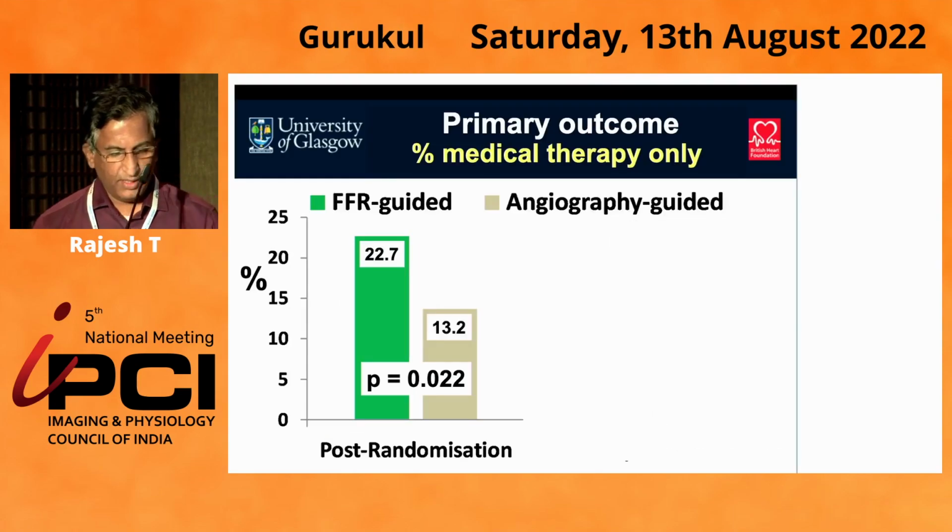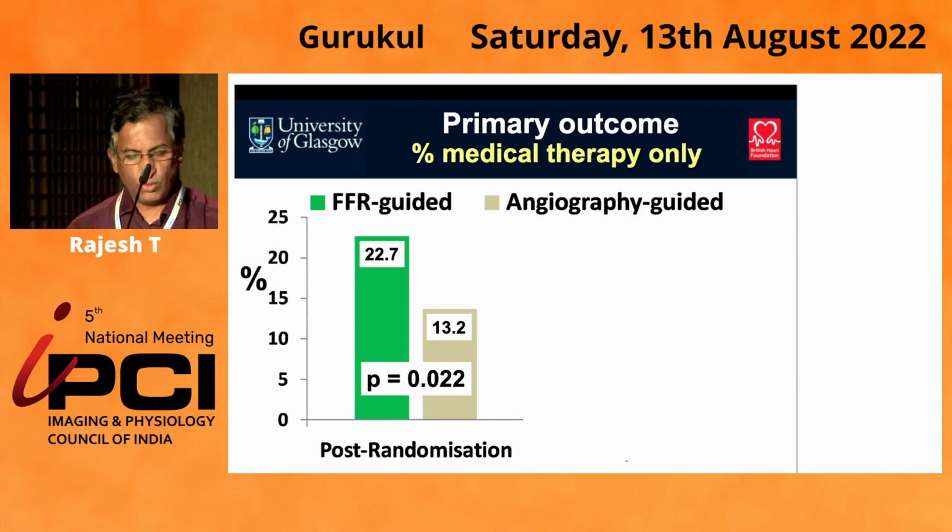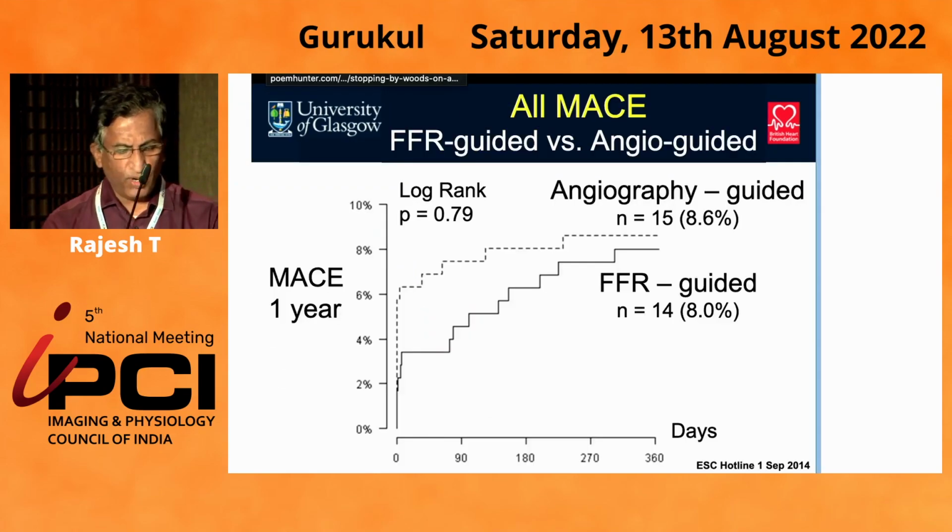And what did they find? The primary outcome was what percentage of patients went on medical therapy after FFR guidance. And they found that after FFR guidance, 22% went on to have medical therapy compared to 13% in the angiographic guided arm. The secondary endpoint was MACE at 1 year, and they found there's not much of a difference in FFR-guided PCI compared to angiographic guided PCI alone.